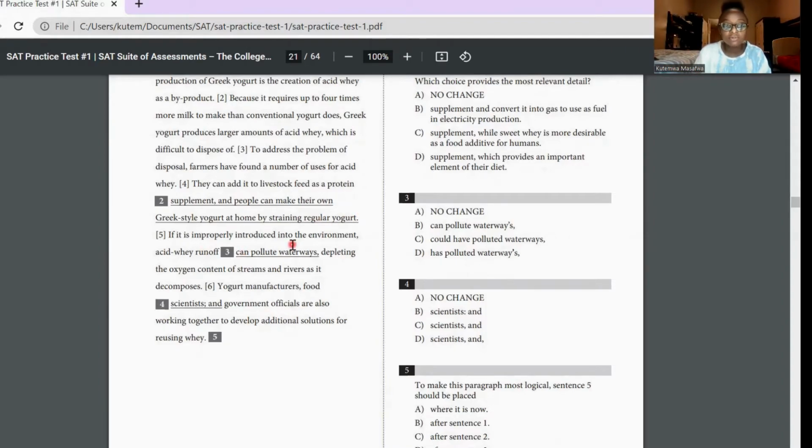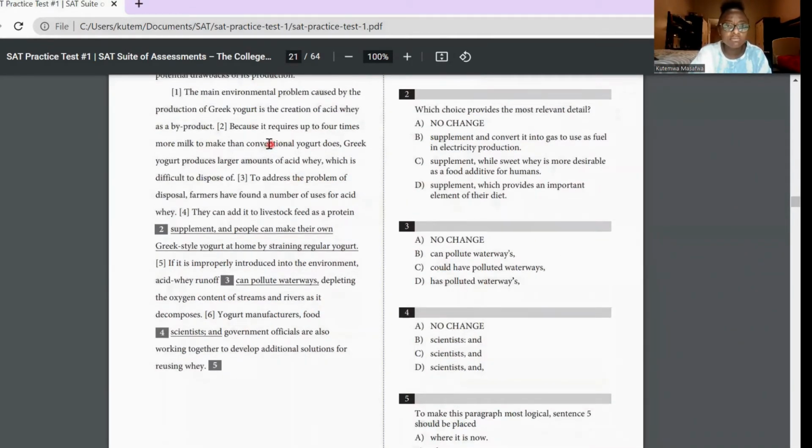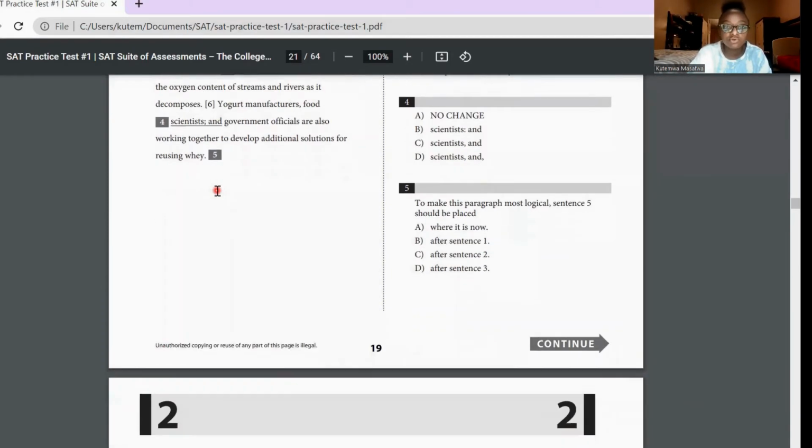So now, this is where that concept that I mentioned comes in. It may sound right, it may sound okay where it's placed, but as long as it's not introduced, it is wrong. So we're going to go to option B, which is after sentence 1. And sentence 1 says the main environmental problem caused by the production of Greek yogurt is the creation of acid whey. It talks about creation, not disposal, so not our answer. See after sentence 2. Sentence 2 says because it requires up to 4 times more milk to make than conventional yogurt does, Greek yogurt produces larger amounts of acid whey, which is difficult to dispose of. There's our answer. It talks about disposal, which is the topic, the idea of the sentence.